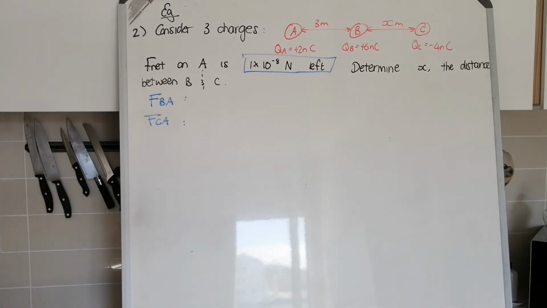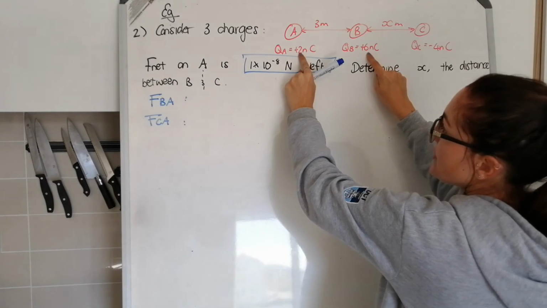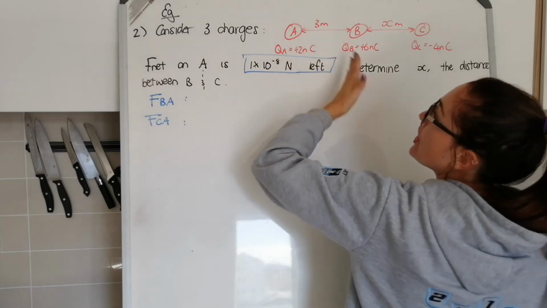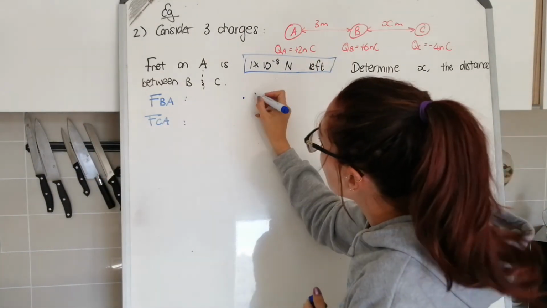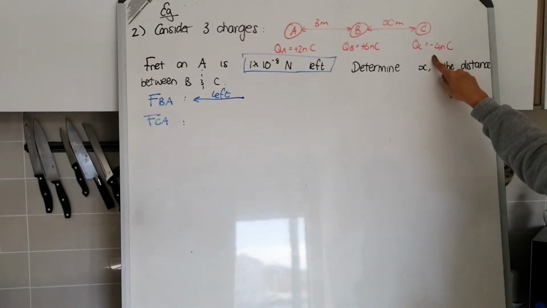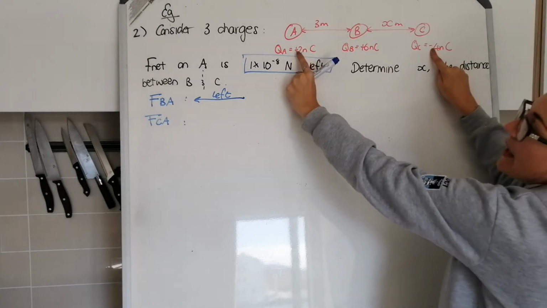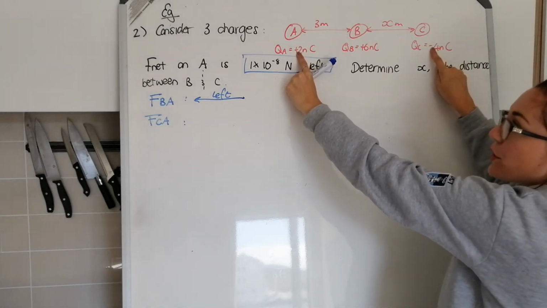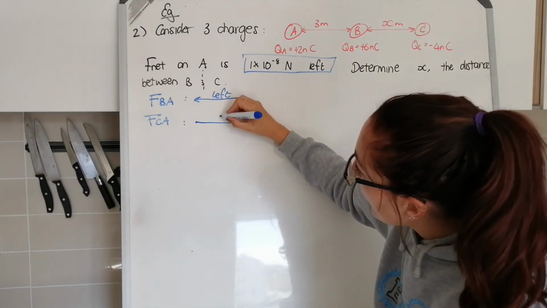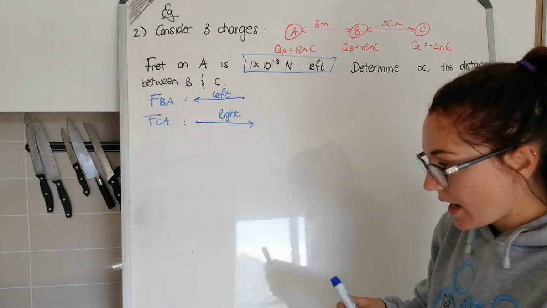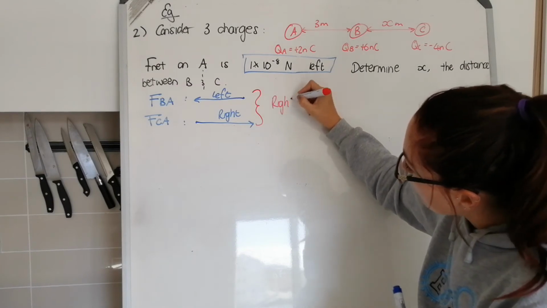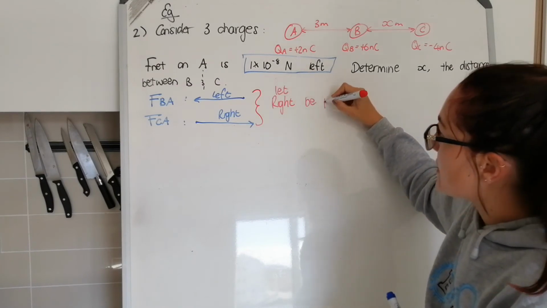Okay, B's force on A, they're both positive, so B's force on A is going to be a repulsive force, which means it's going to push A away. It's going to push it to the left. So the force of B on A is to the left. Okay, force of C on A, C is negative and A is positive, so it's an attractive force, which means A is going to want to move to the right, closer to C. So the force from C on A is to the right. Okay, now again, we pick a positive direction. I like saying right is positive. Okay, so let right be positive.